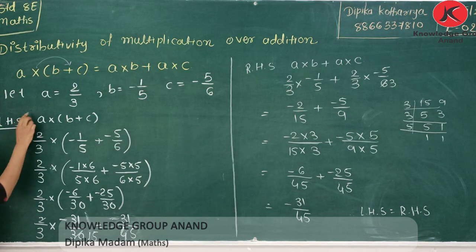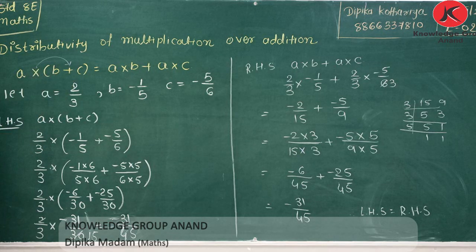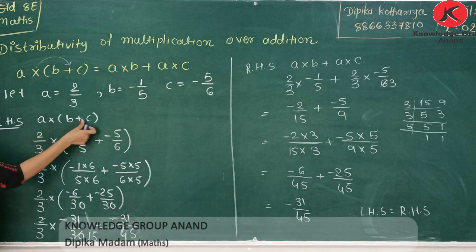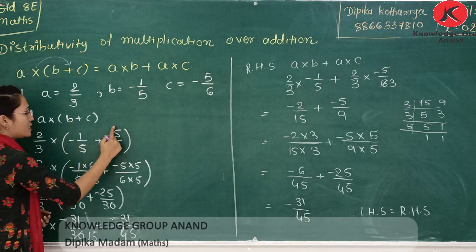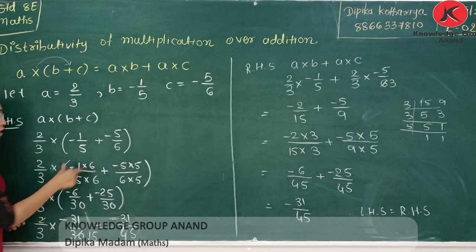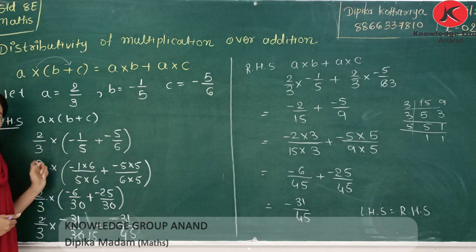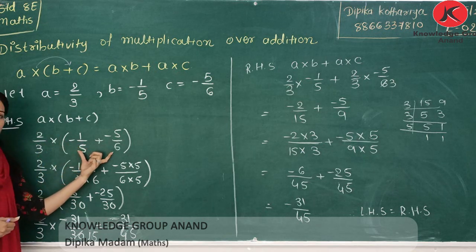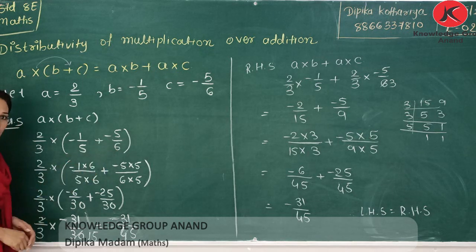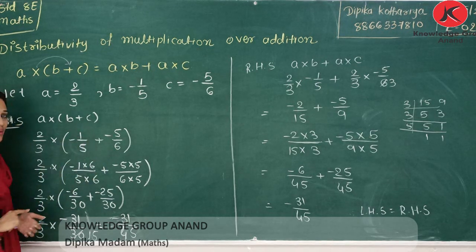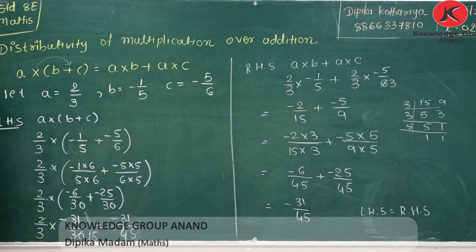Now, what we have to check is whether the left hand side and right hand side are the same. Now a multiply (b plus c). A is 2/3, b is -1/5 and c is -5/6. First we will solve the bracket, then we will multiply 2/3 with the answer. Addition is there, so you need to take the LCM. LCM of 5 and 6 is 30, so this number needs to multiply with 6 and this number will multiply with 5 in the numerator and denominator.